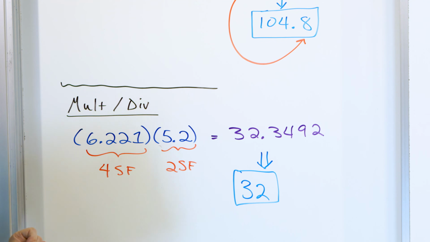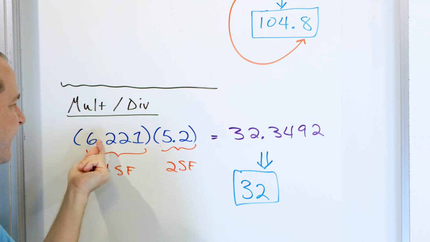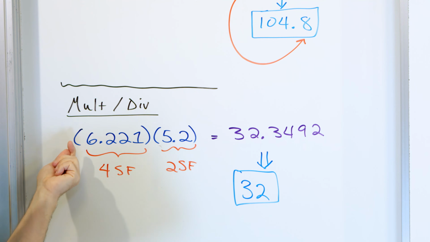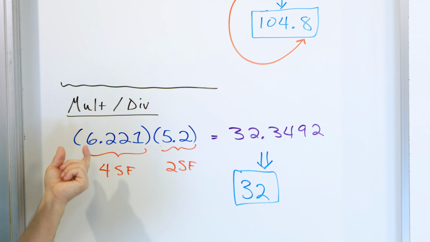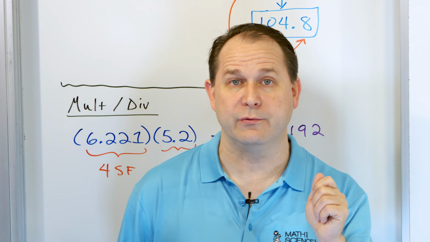If you're multiplying or dividing, you are actually counting significant figures. You're not necessarily worried about decimal positions. You're just counting the total significant figures. Whichever number has the fewest significant figures in your problem, that's how many significant figures you round to in your answer.